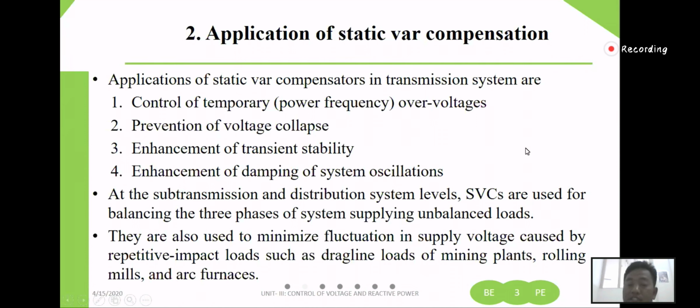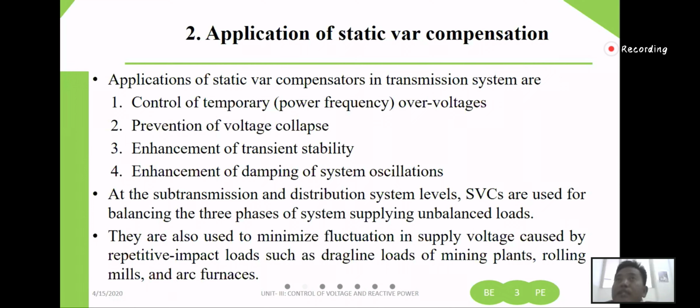But at the same time, in the sub-transmission and distribution system, these SVCs are also employed, not only in the transmission system. Even at the sub-transmission and distribution level, SVCs are used for balancing the three phases of a system supplying unbalanced load. Normally we may have to supply unbalanced load. In such a case, if you use an SVC, it will balance the three phases.